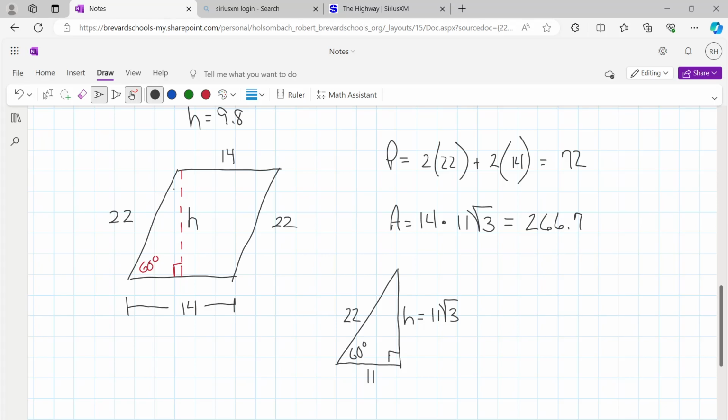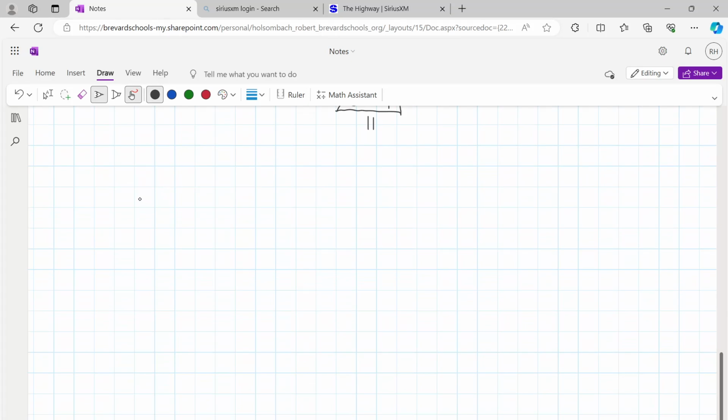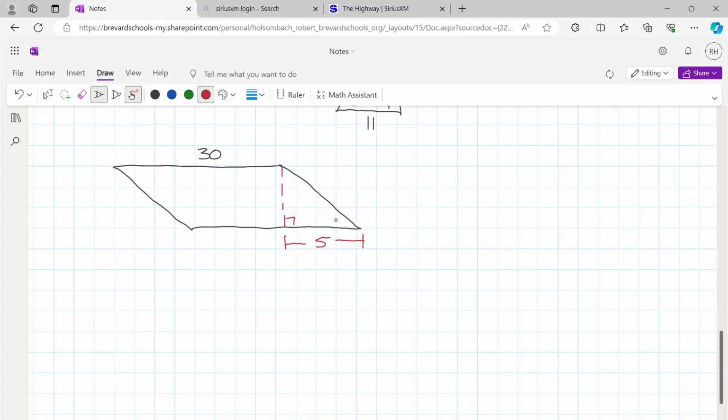All right, let's take a look at one more where you're going to use the 45, 45, 90 right triangle rule. I'm looking at number 4, so you can draw that, and then I'm going to change the numbers a little bit. Let's do a 30 up top. Here's our height. This piece is 5. And you're told that this is 45 degrees. Now, if the top of this parallelogram is 30, then the other base is also 30.